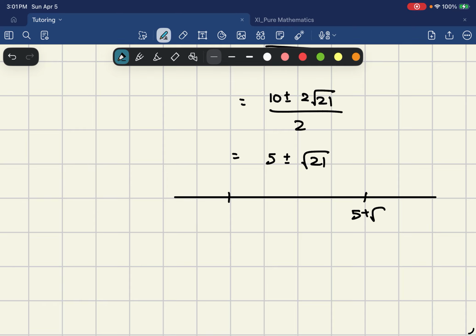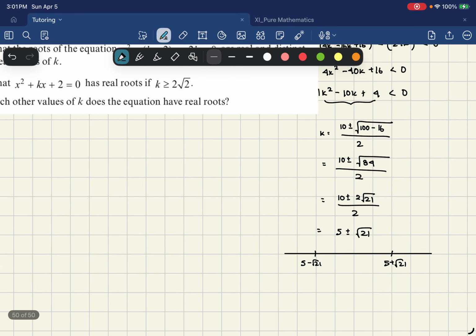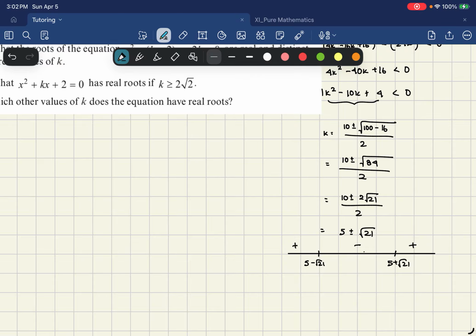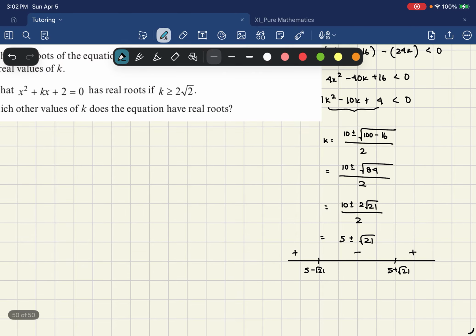So I believe you have 5 plus square root of 21, 5 minus square root of 21, and if you put anything bigger than 5 plus square root of 21, I think it should be plus, minus, plus. You can pick values. One value that is bigger than 5 plus square root of 21 is 10. If you put k equal to 10, 100 minus 100, 100 minus 100 plus 4, that is positive. If you put 0, you get positive. And yeah, so it's plus, minus, plus. So you can just pick values and see.